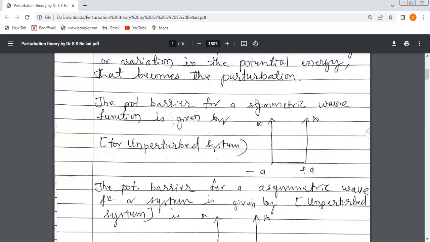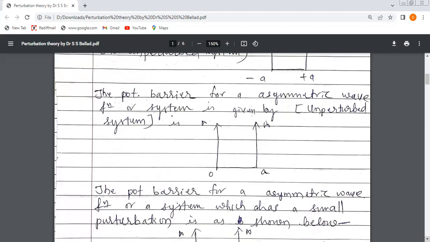So the potential barrier for a symmetric wave function is shown like this. This is for an unperturbed system. There is no perturbation right now in this case. Next, the potential barrier for an asymmetric wave function or system is given like this. It is shown like this.